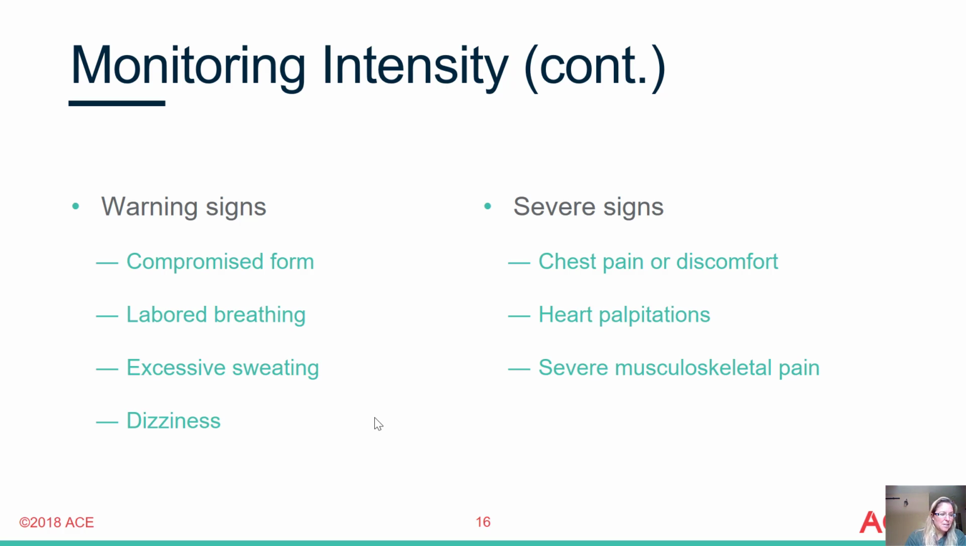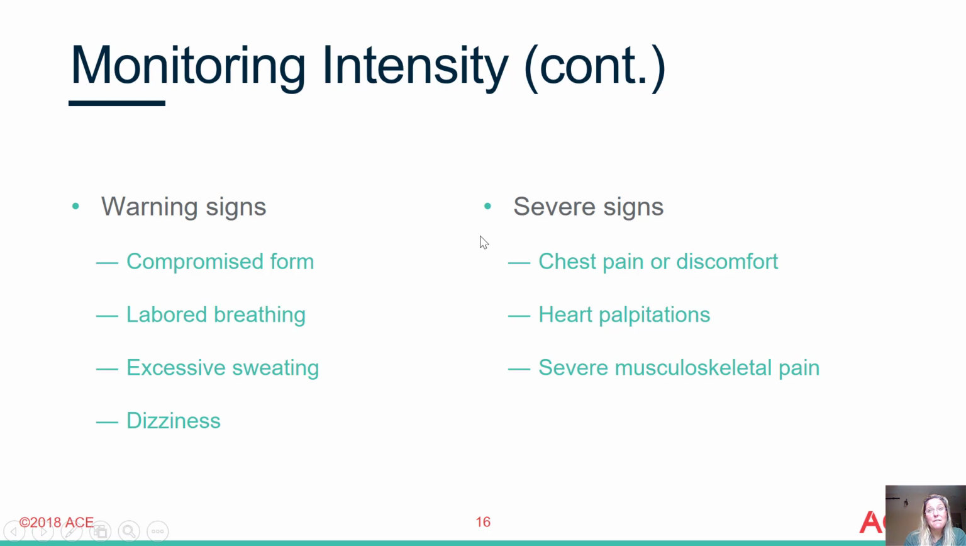When should we cease exercise? For general warning signs, in most cases it's adequate for the group fitness instructor to make a general statement to the entire class about proper execution of the exercise and how to reduce the intensity through modifications. So if we see things like a breakdown in their form, that's a sign that maybe they're overdoing it. If they can't continue to perform the exercise correctly, maybe it's time to show a regression, a way to make it easier, or even take a break. Labored breathing, excessive sweating, dizziness, those are all warning signs that maybe their intensity is a little too high.